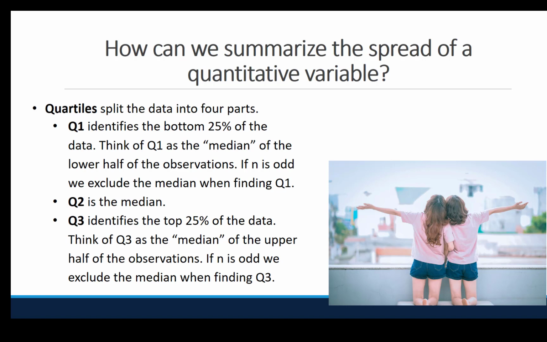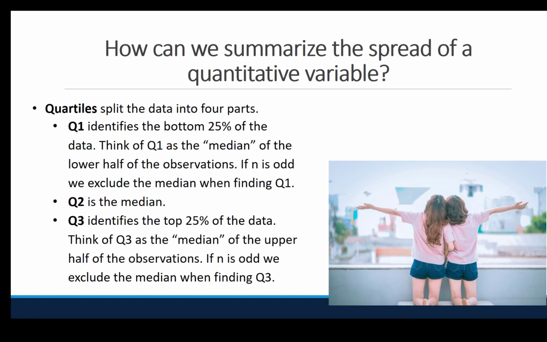Quartiles split the data into 4 parts. Q1 identifies the bottom 25% of the data. We can think of Q1 as the median of the lower half of the observations. If n is odd, we exclude the median when finding Q1. Q2 is the median. Q3 identifies the top 25% of the data. Think of Q3 as the median of the upper half of the observations. If n is odd, we exclude the median when finding Q3.